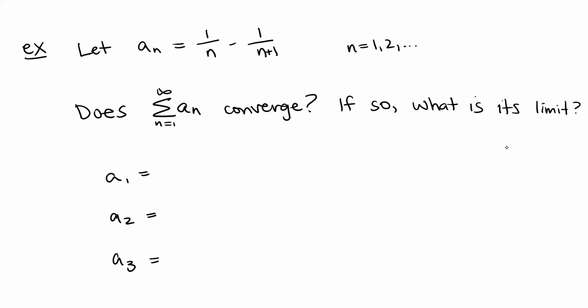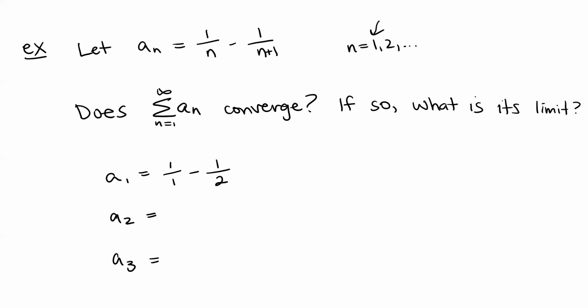Okay, so to answer a question like this, to figure out whether an infinite series converges, it helps to write out some of the terms here. So we're going to write these out. We have the general rule, but let's write out what A1 is, A2, A3, and so on. So if we take n equals 1 and plug that in, then we know that A1 is equal to 1 over 1 minus 1 over 2.